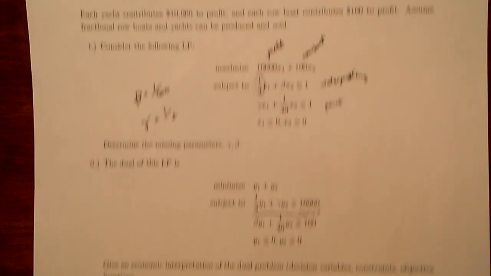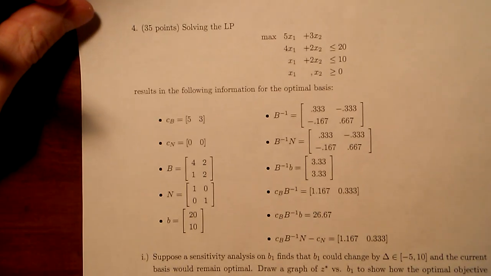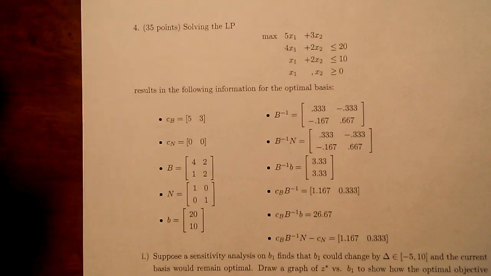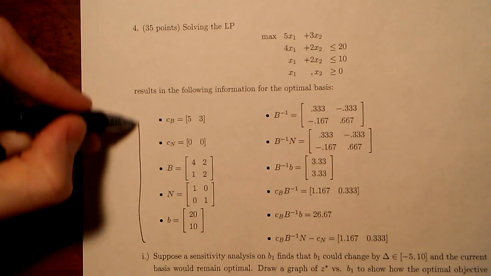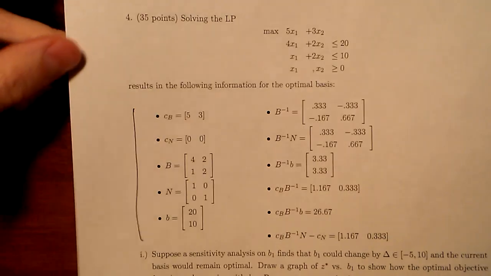Okay, now I'm going to move on to the fourth problem. Just flip it over here. The fourth problem first gave an LP here, you see the top. Then it gave quite a bit of information here about the optimal basis. Okay, and then we have several questions.